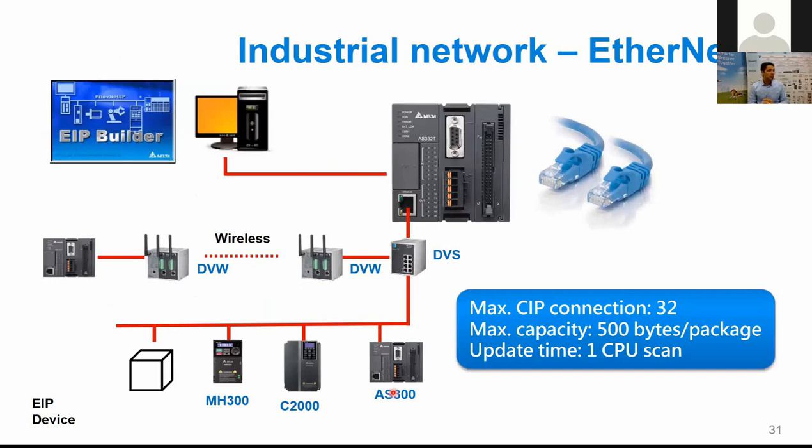And for Ethernet IP, here you see an example, and up to 32 CIP connections are supported. The maximum capacity is 500 bytes per package, and the update time is 1 CPU scan only. Here you see you can make an Ethernet connection for Ethernet IP, or it's also possible with our wireless modems. You can make a wireless communication with another CPU.